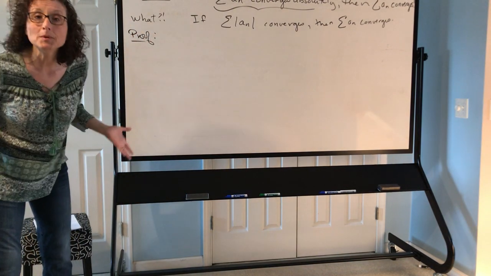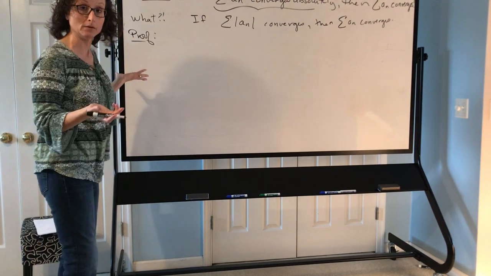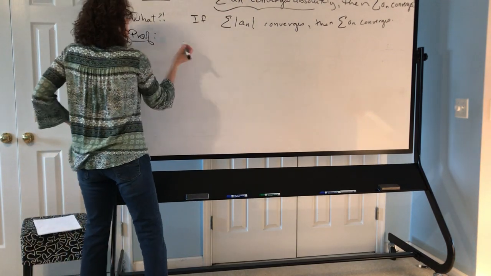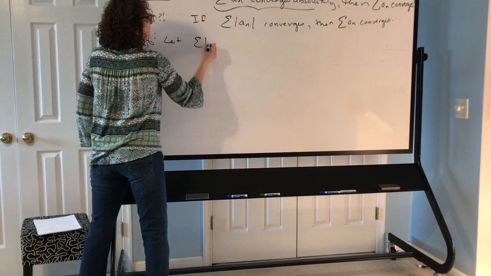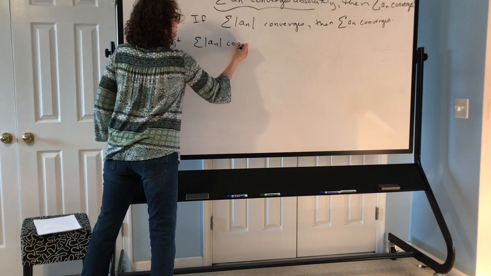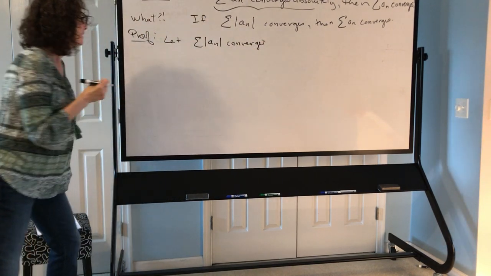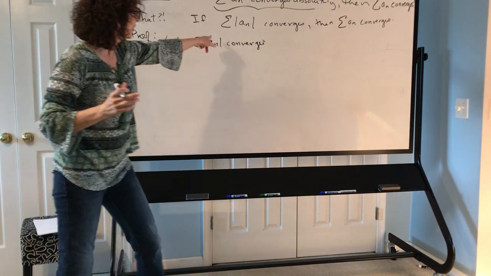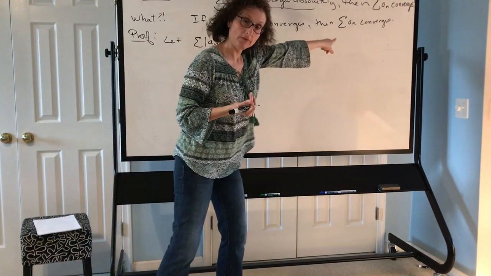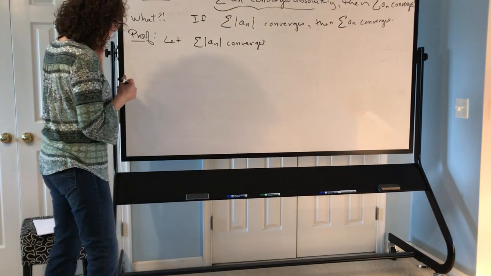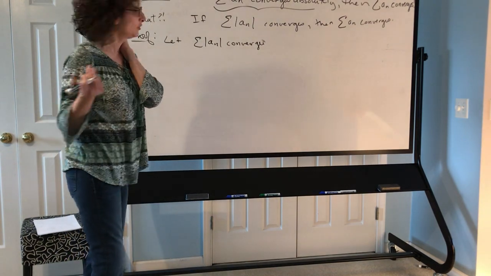How would we prove this? What do we know? So we say let the series of absolute values converge. That's the only thing we know. That converges. What do we have to end up with? Well, that AN converges. Well, we got nothing. We got very little to work with.